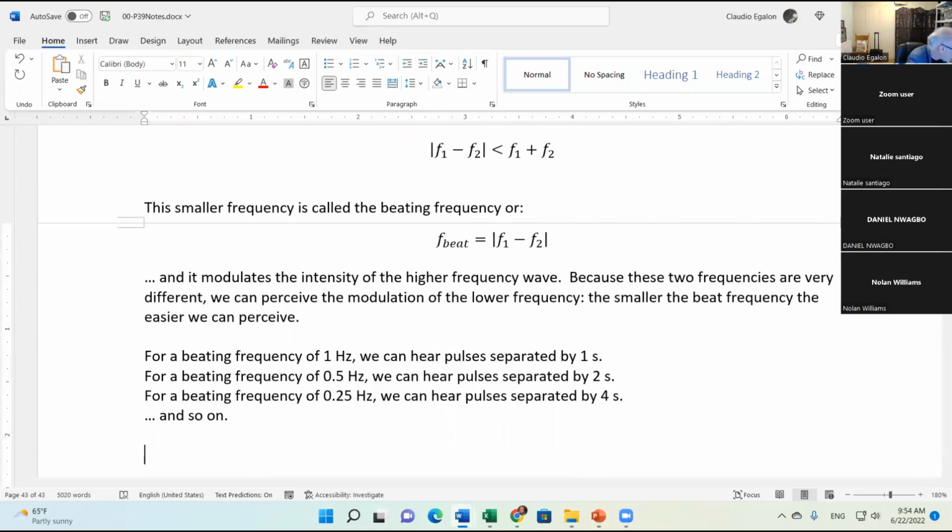So problems like that that you're gonna see, you have to determine what would be the beating frequency.